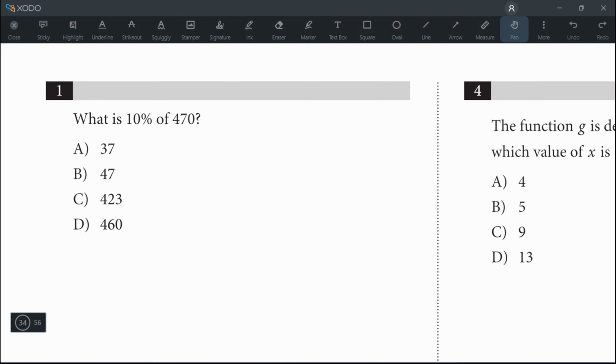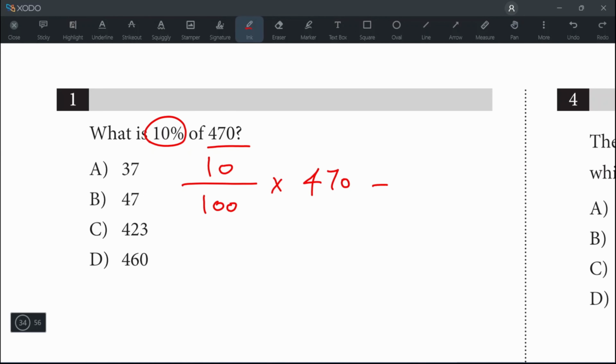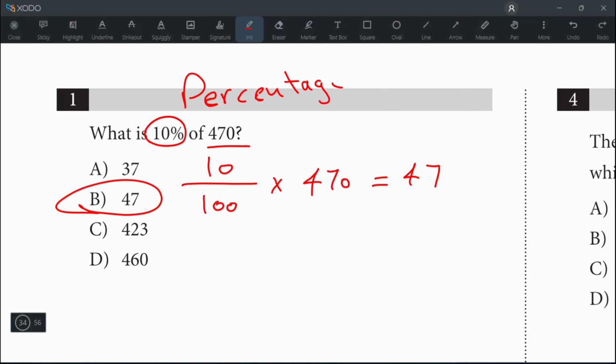The first question says, what is 10% of 470? You'll take the percentage he asks you to find and divide it by 100. And then you will multiply it by the value given, which is 470. So 10 over 100 multiplied by 470 is equal to 47. So the answer is B. And this question is examining the percentage chapter.